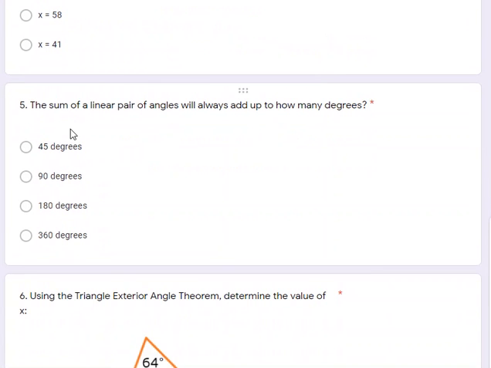Question 5. The sum of a linear pair of angles will always add up to how many degrees? Is it 45 degrees, 90 degrees, 180 degrees, or 360 degrees? It's the sum of a linear pair of angles, 45, 90, 180, 360.